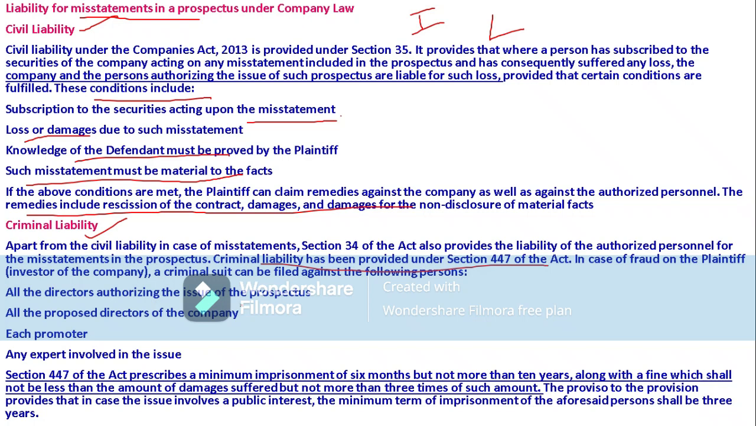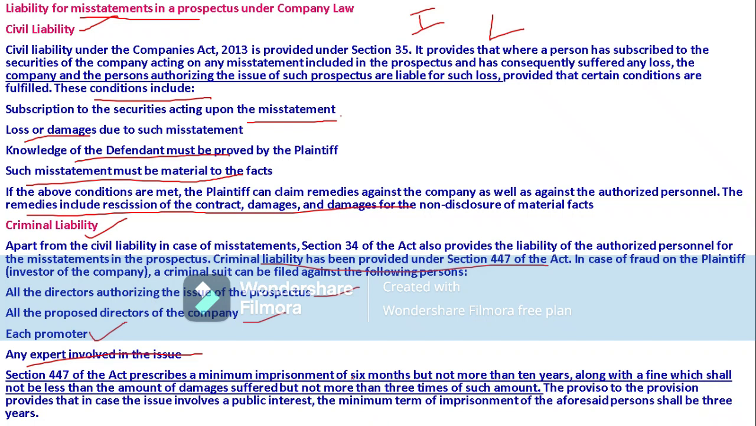Here also all the directors authorizing the issue of the prospectus will be liable. Proposed directors are also liable; the proposed directors will also be named in the prospectus. The promoter of the company, we all know, is the initial person who started and established the company. Likewise, any expert involved in the issue, meaning experts like the chief financial officer, company secretary, or auditor. An expert of the company will also be liable. And for this, what will be the remedy?